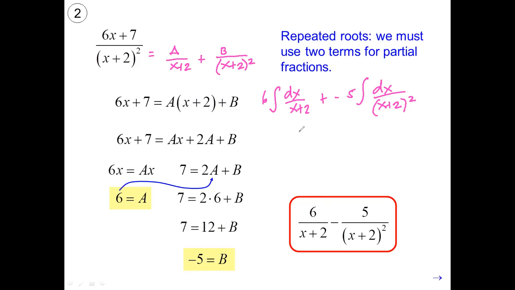So if you're going to process, it would be 6 ln of x plus 2. And if you use the power rule here, sorry, this would be negative 2, so that would be negative 1. Let me erase. So it would be negative 1. This is x plus 2 raised to negative 2 plus 1. That would be negative 1. Negative 5 over negative 1, that would be positive 5.